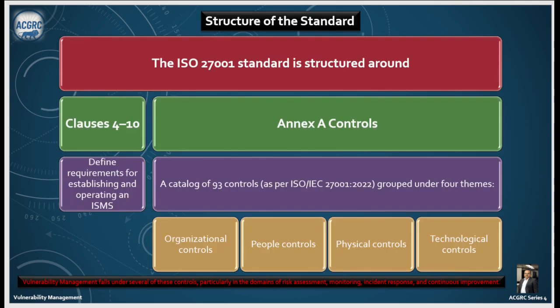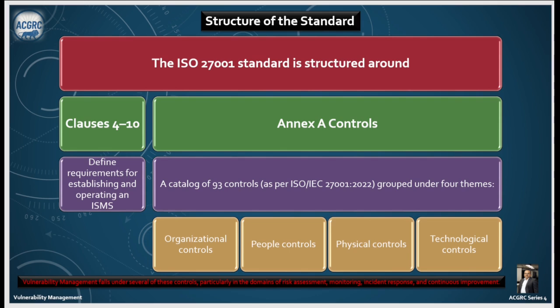Let's now look at the structure of the standard. Well, as shown on the screen, there are two aspects here: clause 4 to 10 and Annex A controls. To put it simply, ISO 27001 is not just a list of technical rules. It's a structured framework that helps organizations build, manage, and improve their information security system in a logical, step-by-step way. Think of it like building a secure house. You plan it, you build it with strong material, you check it regularly, and you fix anything that goes wrong.